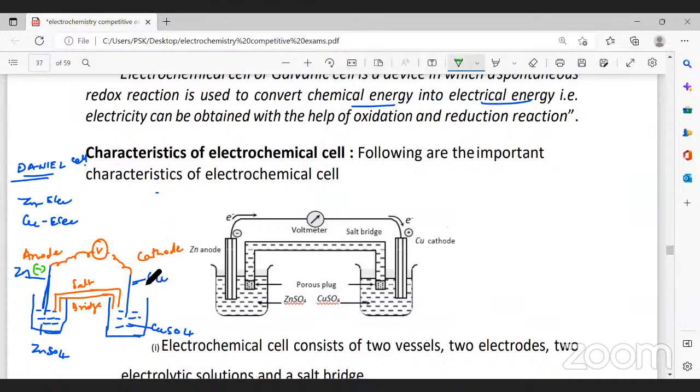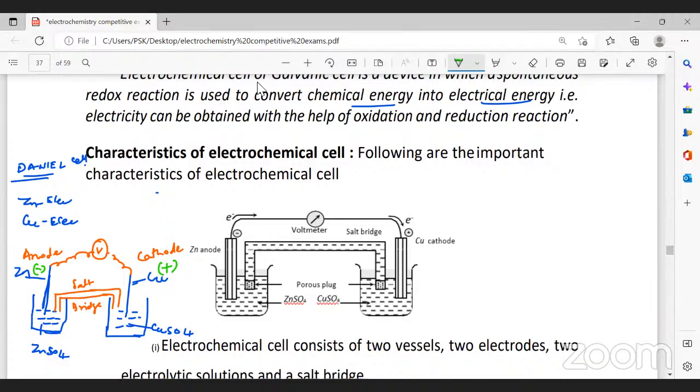Anode is what electrode? A positive electrode, but it is represented by what sign? Negative sign. Cathode is a negative electrode, represented by what sign? Positive sign. All right. So the electrode which is placed on the left side will always be anode.